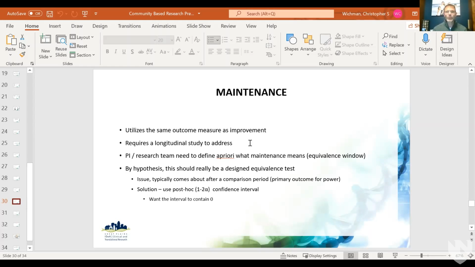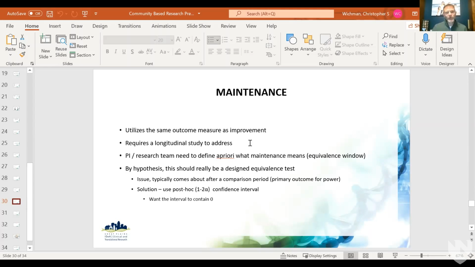So we need to define an equivalence window, because again, everything here is going to be random. We're not going to get exactly the same value at 12 months that we had at 6 months. But what we can look at is say, well, we don't want it to deviate more than 10% from the value that we observed at 6 months. Okay, now we've built our equivalence window.